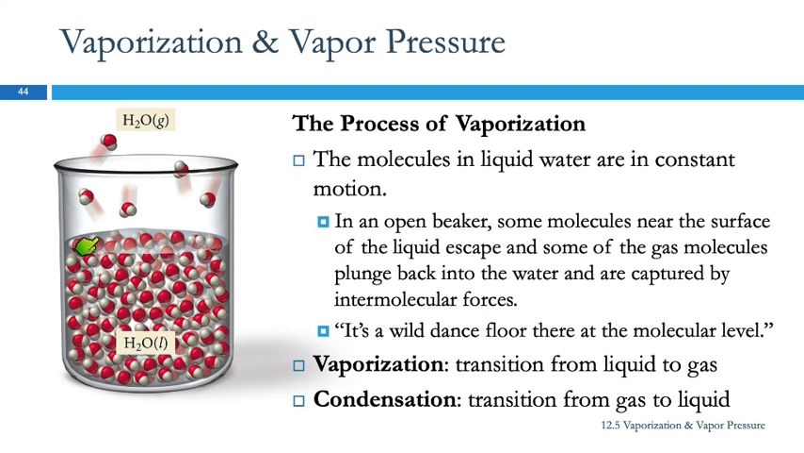So molecules near the surface can escape into the gas state, and then they're going to do what gases do, and they're going to fly around in straight lines until they bump into something. And if they happen to bump into something that directs them back towards the surface of the water, they'll get stuck again and get captured by the water. So the molecules leaving is called vaporization, and the molecules returning is called condensation.